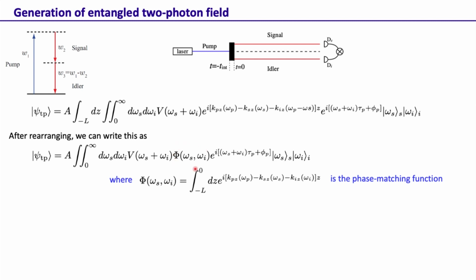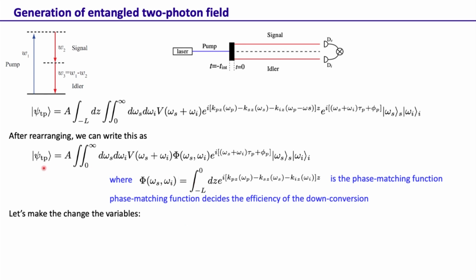This phase matching actually decides how efficient this down conversion process is. If the phase matching is close to 1, then this is a very efficient process. If the phase matching is small, then that reduces the efficiency of down conversion. And in the next lecture we will look in detail at what affects the phase matching, how to control it, what the effect of the thickness of the crystal on the phase matching is, and as a result on the down conversion process, and what the effect of other pump parameters on down conversion is, and so on. So this we will do in detail. For now, it's just that the phase matching decides the efficiency of the down conversion. Okay, so that's our two-photon state.